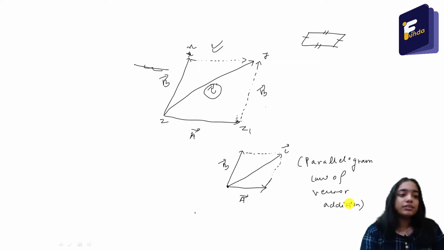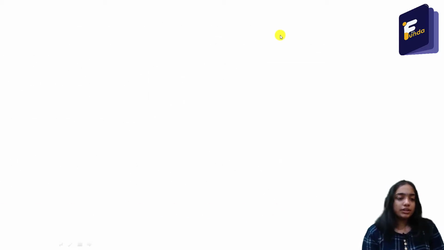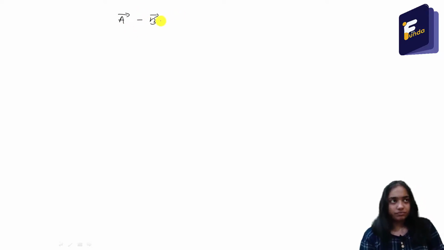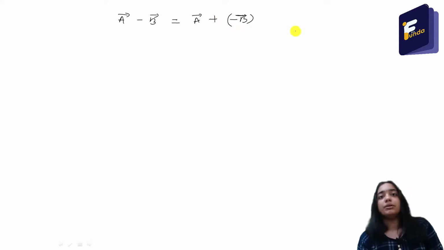So now we have learned about vector addition. So how are we going to perform vector subtraction? Okay. So if I say a vector minus b vector, what is the meaning of this? If I say a vector minus b vector, this is equal to a vector plus minus of b vector. Okay. This thing we can write like this. A vector minus b vector is equal to a vector plus minus of b vector.